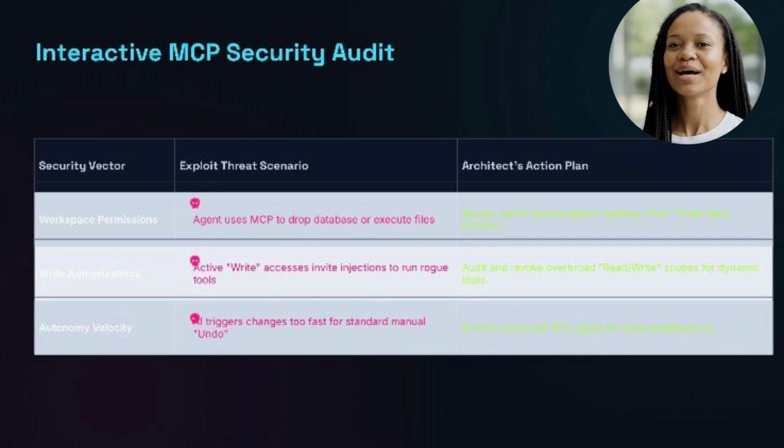Let's turn this theory into action right now. Let's do an interactive 60-second security audit. I want everyone to look at this table on the screen, and if you have your laptops or phones open, I want you to open your primary email or cloud workspace settings.